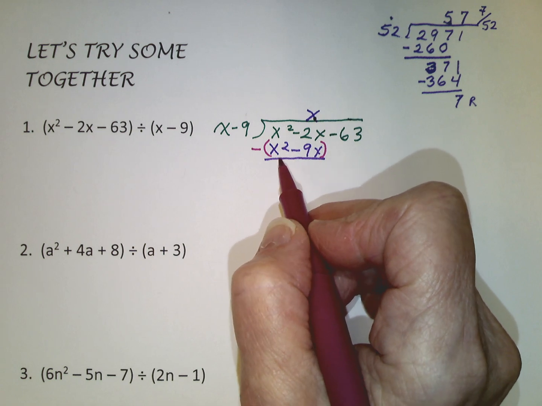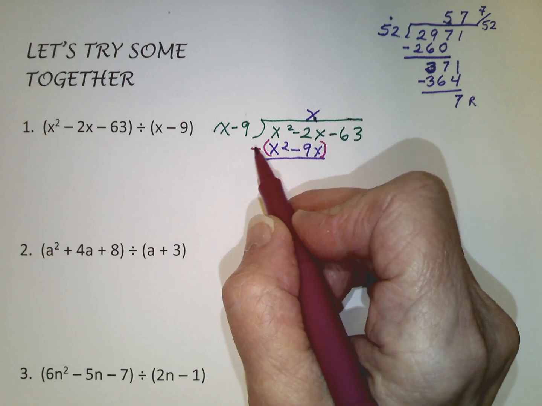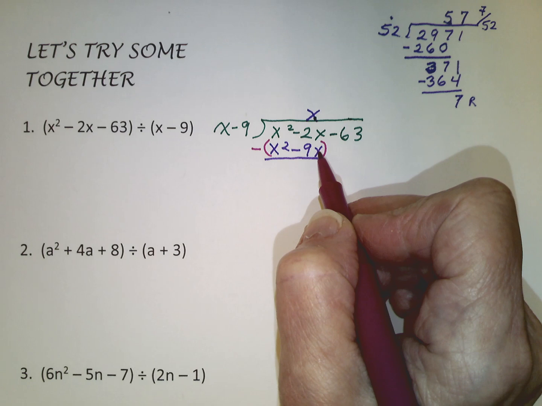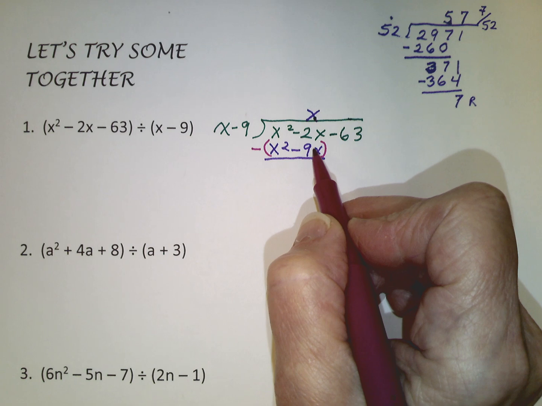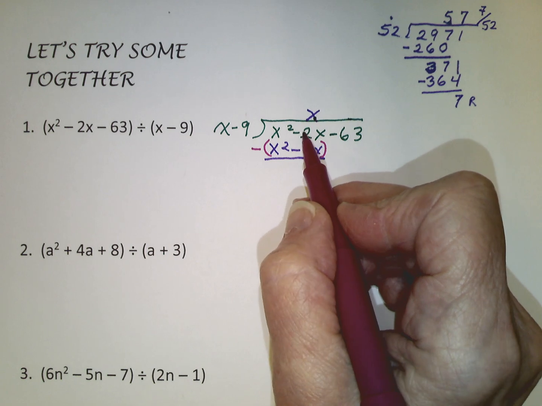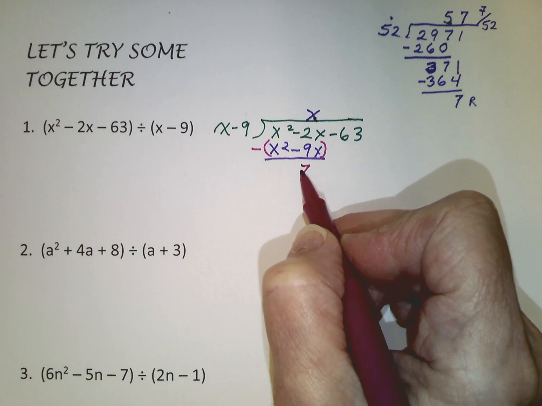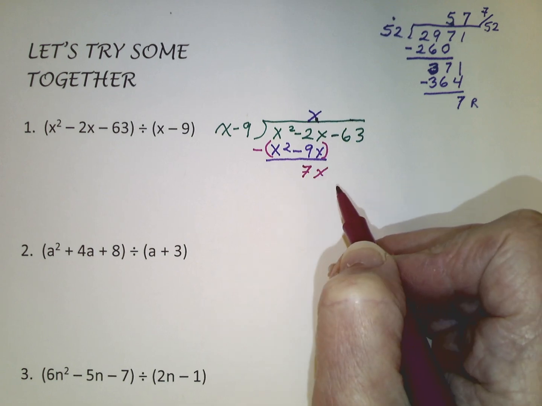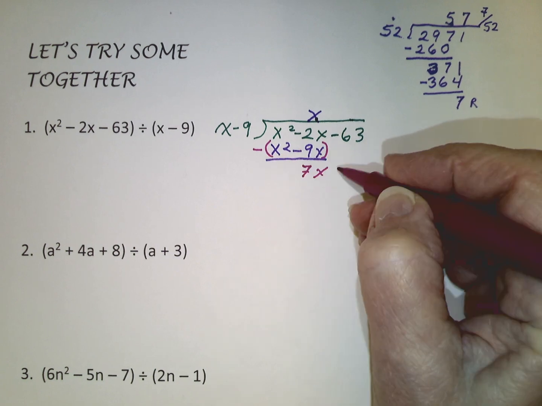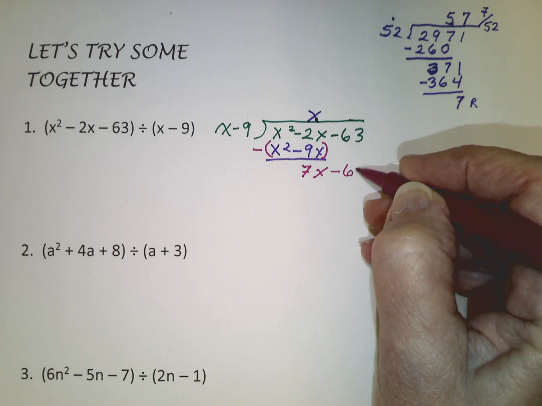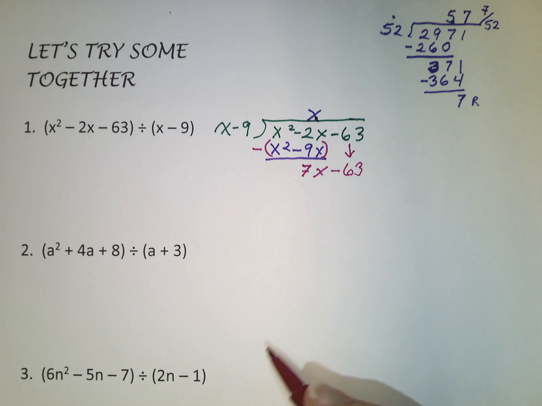If not, we're doing something wrong. And now we have negative 2x, subtract negative 9x. Which, if you remember, subtracting the negative is just the same as adding. So this will be like negative 2x plus 9x, which will give us 7x, because the opposite of negative 9x is positive 9x. And then we bring down the next term and keep dividing.